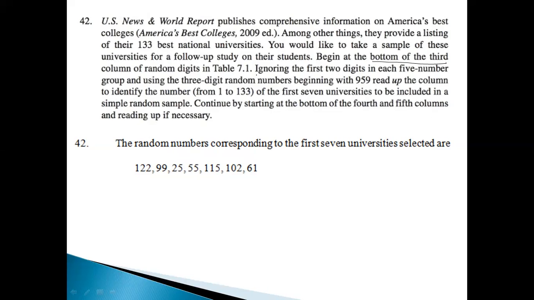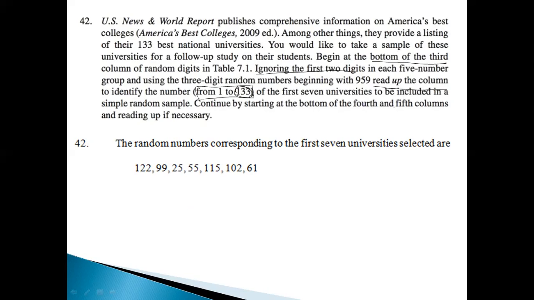Ignoring the first two digits, so we ignore the first two digits in each 5-number group, and using the 3-digit random numbers beginning with 959, read up the column and identify the number from 1 to 133. Now this is a key because a lot of people on the quiz last time missed this because they forgot to limit the max value to the largest number in the question. So here we can't go any number above 133. So if we find something that's 134, we have to ignore that, go to the next random number. And it's of the first 7 universities to be included in a simple random sample.